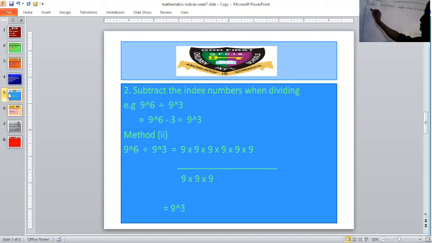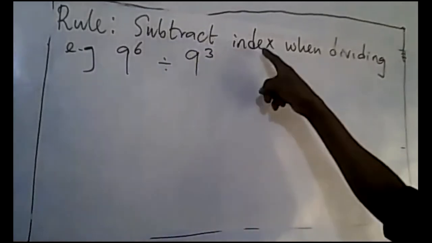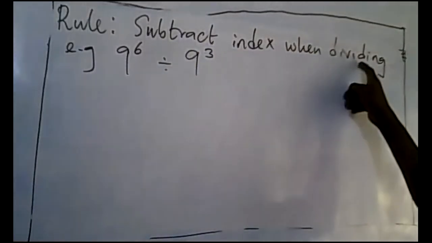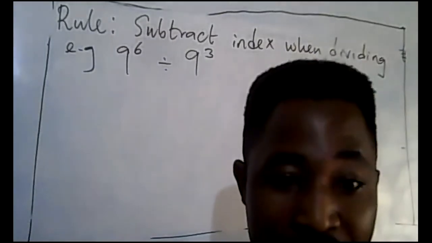Now, example under that one, you have 9 raised to power 6 divided by 9 raised to power 3. Okay, let me quickly show you how it's done. We have method 1, and we also have method 2. So let me show you how it's done using method 1. Rule number 2 says subtract index when dividing. That means subtract the powers when dividing.